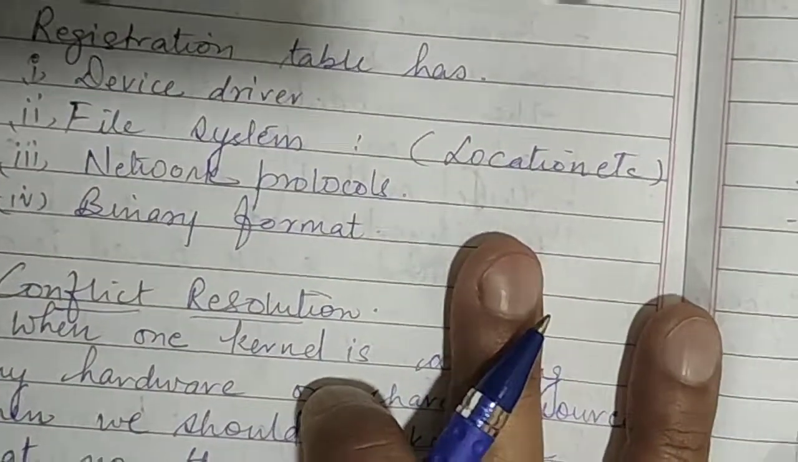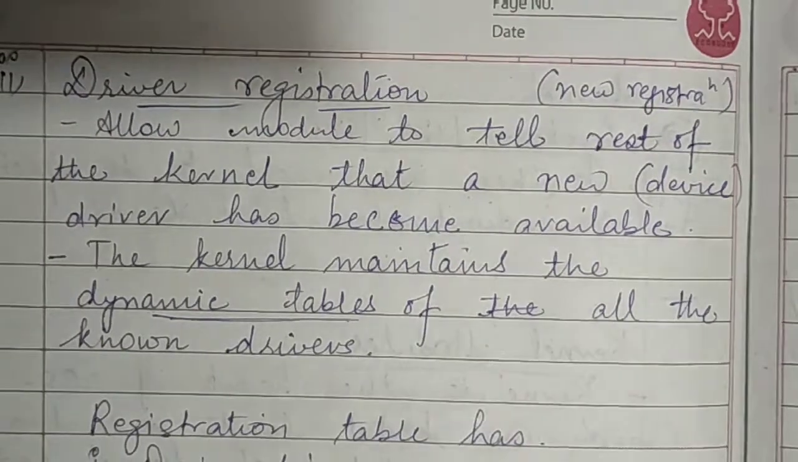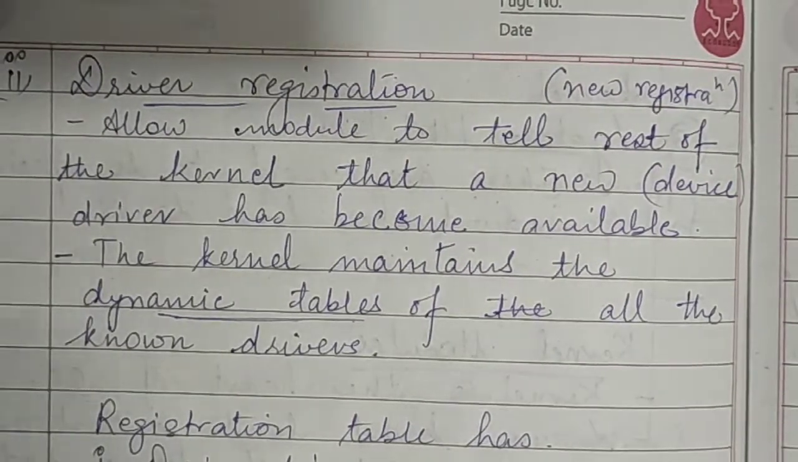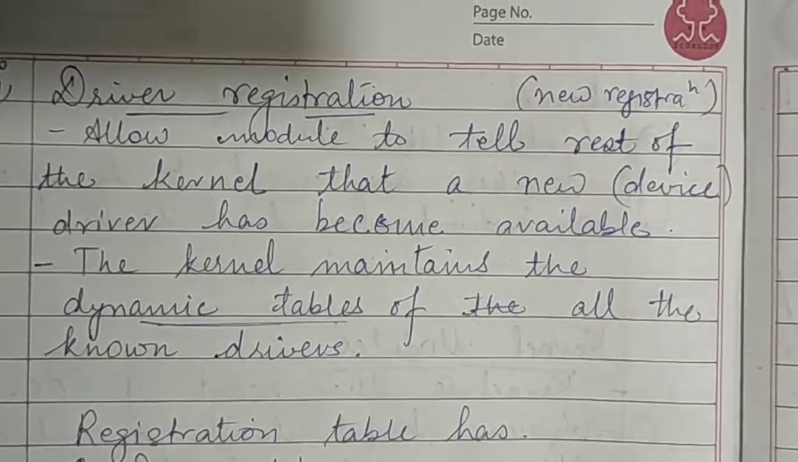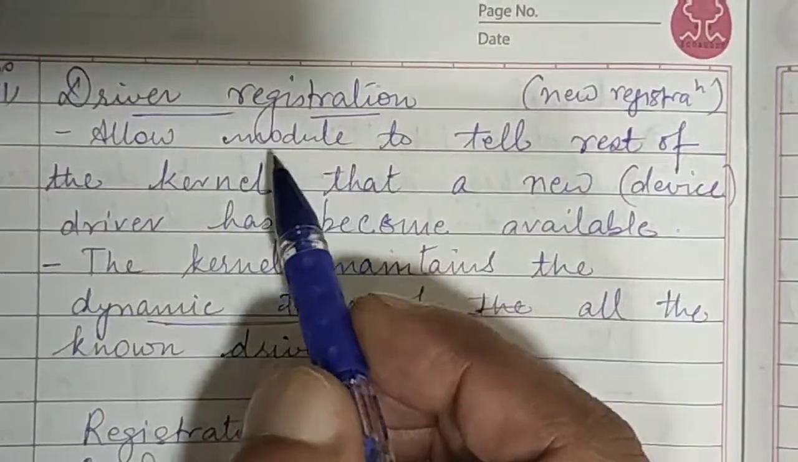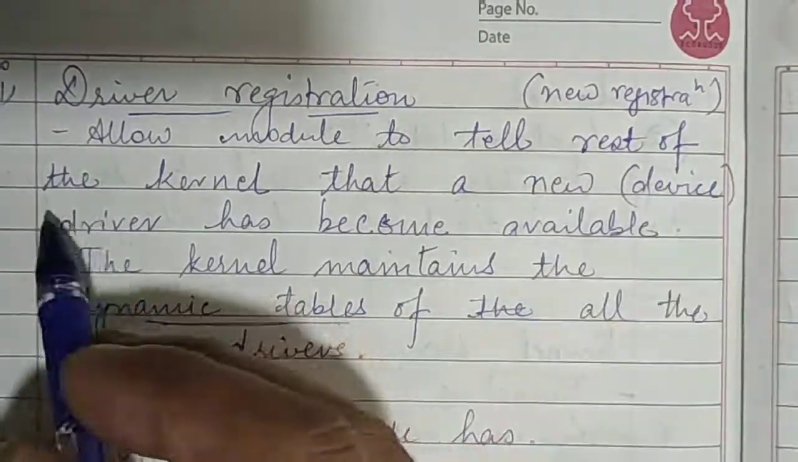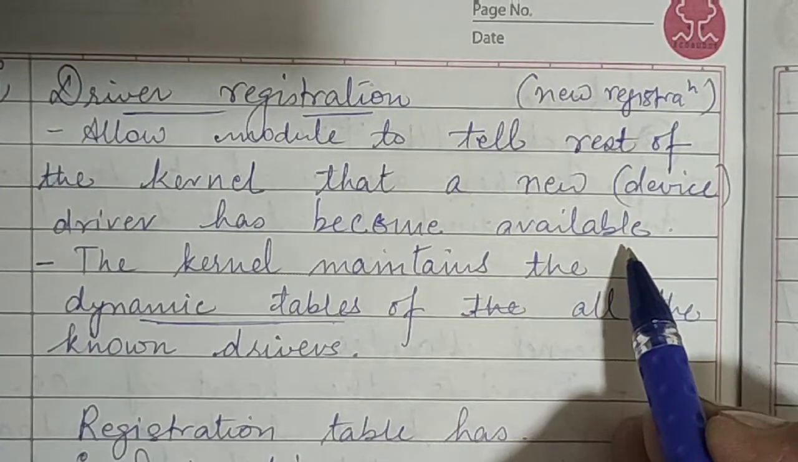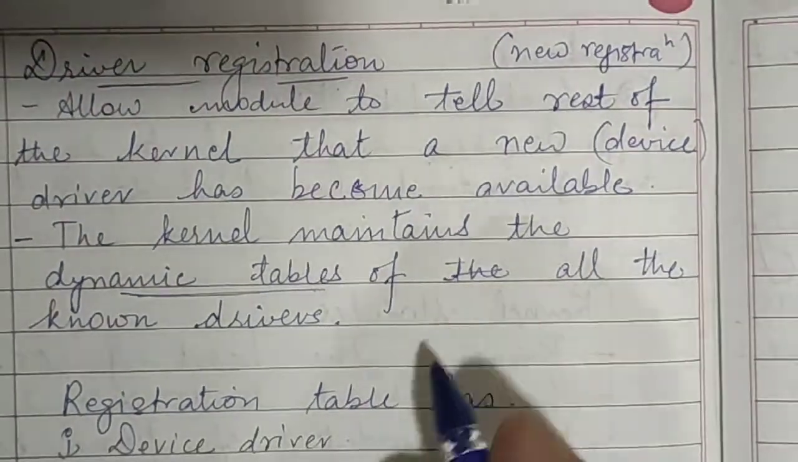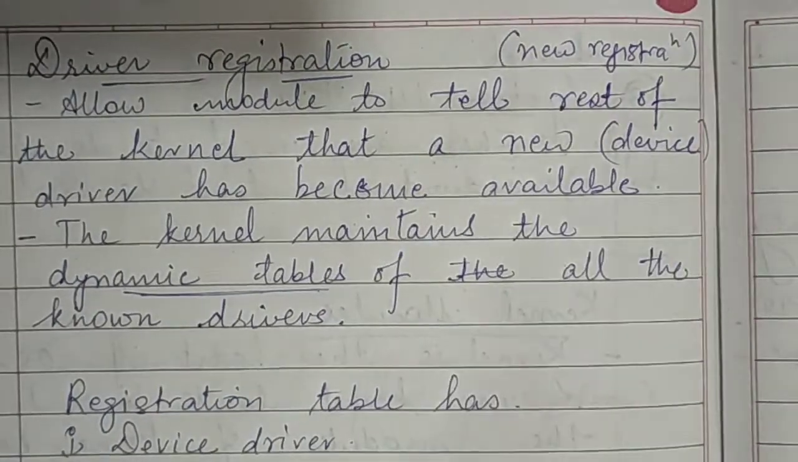The next component is driver registration. Similarly, as we register our vehicles, in Linux also we register new drivers and new devices. So this is one of the modules. It allows a module to tell the rest of the kernel that a new device driver has become available. From the line itself it is very clear. The kernel maintains dynamic tables of all the known drivers.